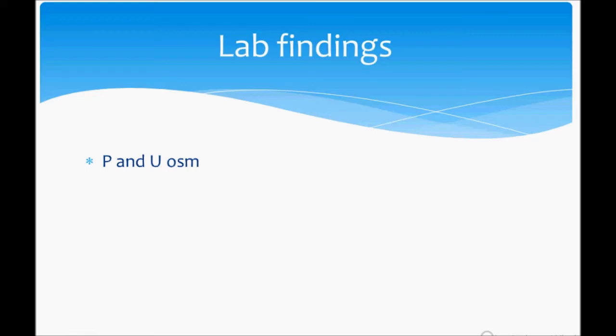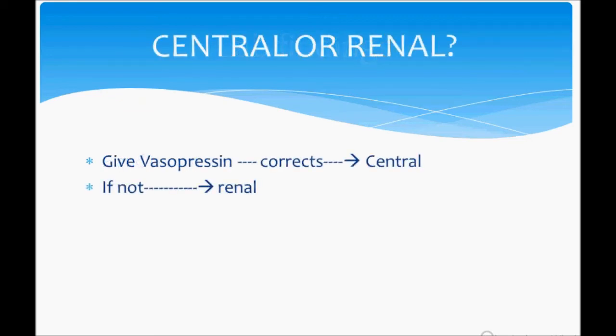So now you have to see whether it's central or renal. Which will be the next test to differentiate between central and renal? Just give vasopressin. If it corrects, it's a central cause because there is a lack of vasopressin, lack of ADH. If not, even if you give vasopressin or ADH, it's not correcting, then there is a lesion in the renal, so the ADH whatever you give is not going to act on the kidney, so the kidneys are not working, so the renal might be the cause.